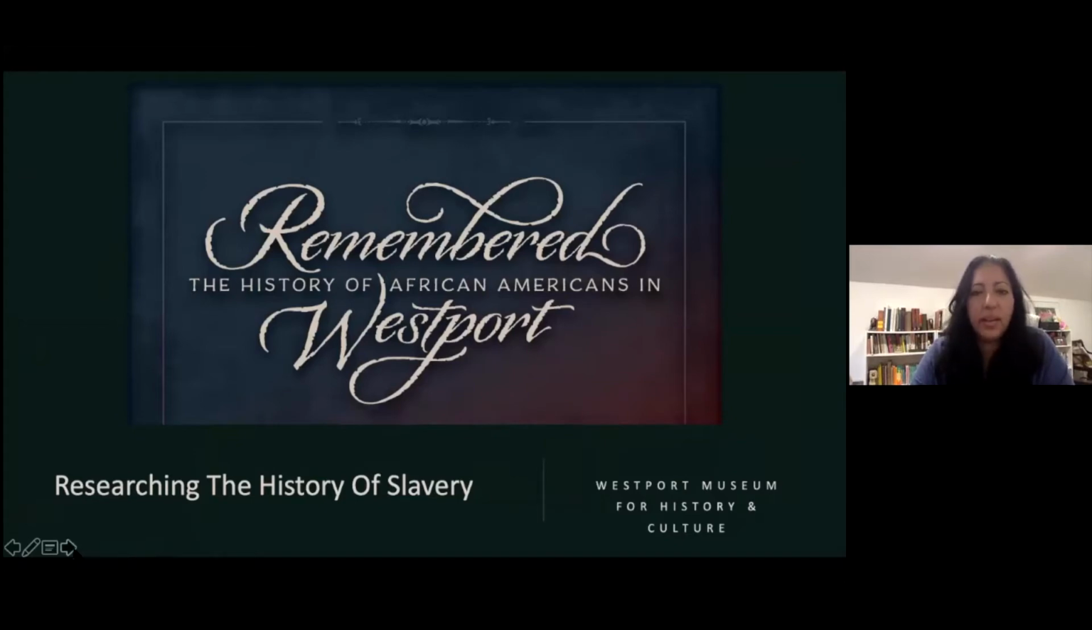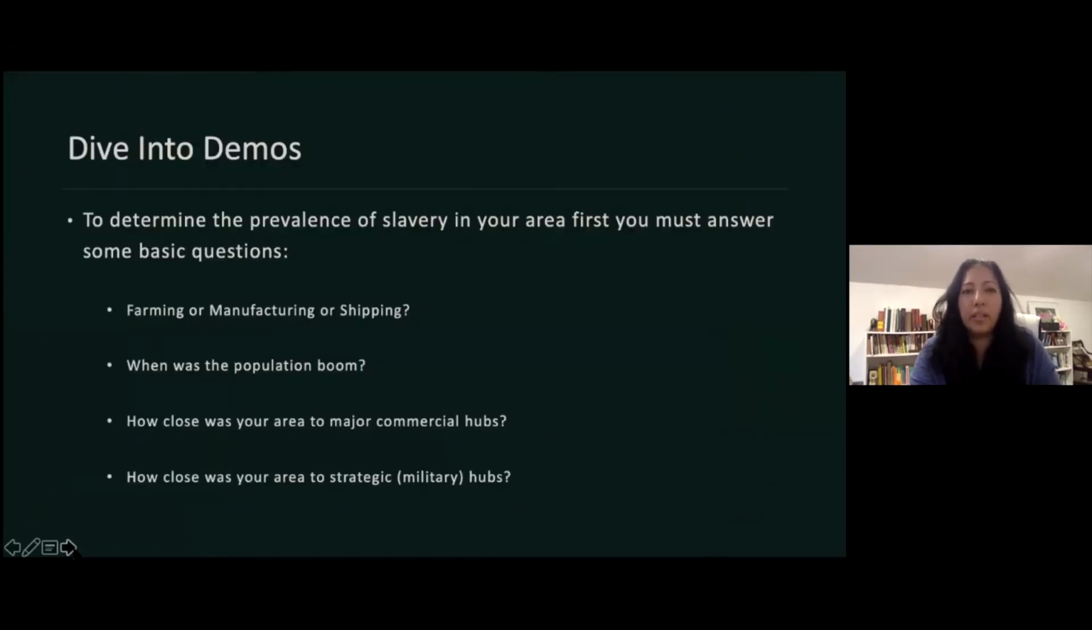Yes. Okay. So at Westport Museum, formerly Westport Historical Society, in 2018, we did an exhibit called The History of African Americans in Westport. And this exhibit was very much based, on some level, on common sense. And what do I mean by that? I mean an understanding of the fact that certainly Westport was a place where slavery must have existed by virtue of the kind of place it was.